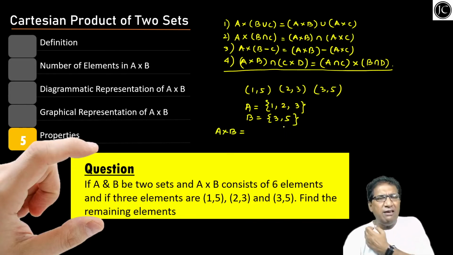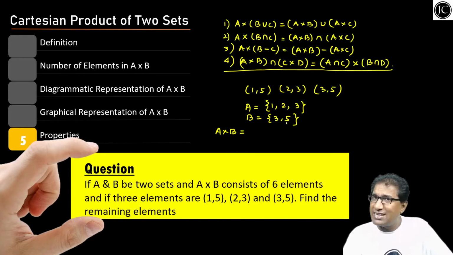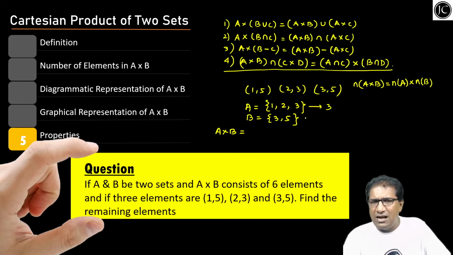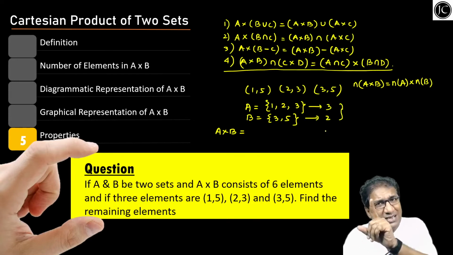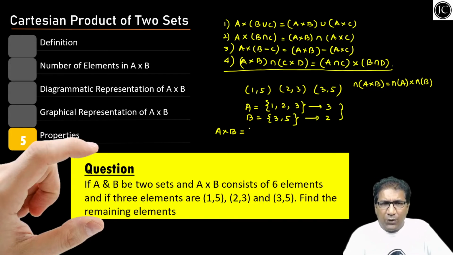Look very carefully. If A has 3 elements and B has 2 elements, then A cross B will have 6 elements. Because we know that the cardinal number of A cross B is cardinal number of A into cardinal number of B. So here the cardinal number of A is 3, the cardinal number of B is 2, therefore the cardinal number of A cross B will be 6. Now, the 3 elements that are given here are 1, 5, 2, 3 and 3, 5.